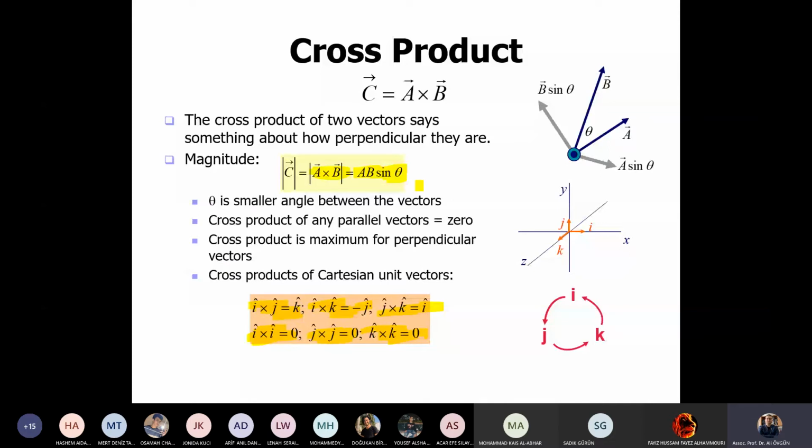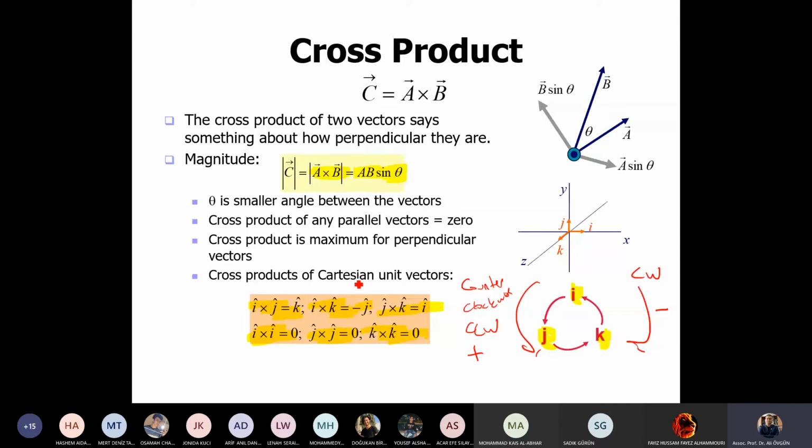And another easy way to calculate the direction of the cross product is you can make a circle like this and you say I, J, K. When you are going in this direction, which is counterclockwise, CCW, you take positive. But when you go in the clockwise direction, take negative.